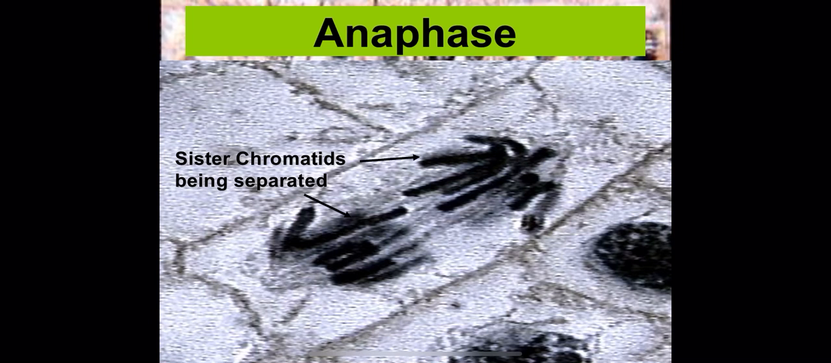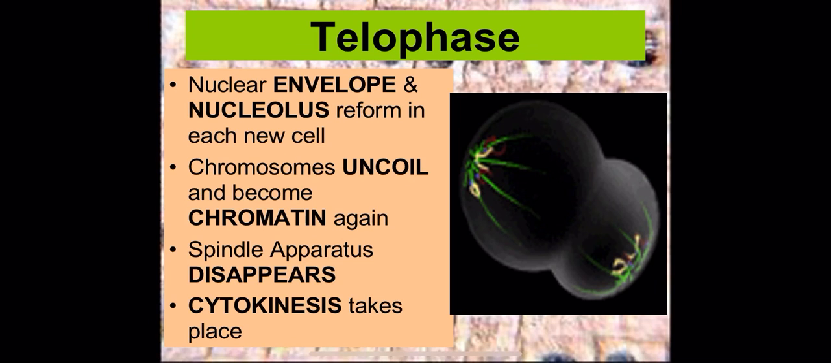So again, here's an image of that for you guys. You can see there is a very distinct space between the two, and you can see the chromosomes moving towards the edge. And then lastly is telophase.